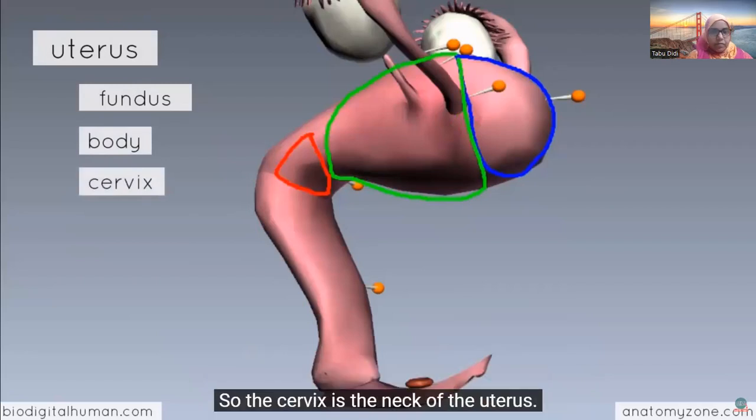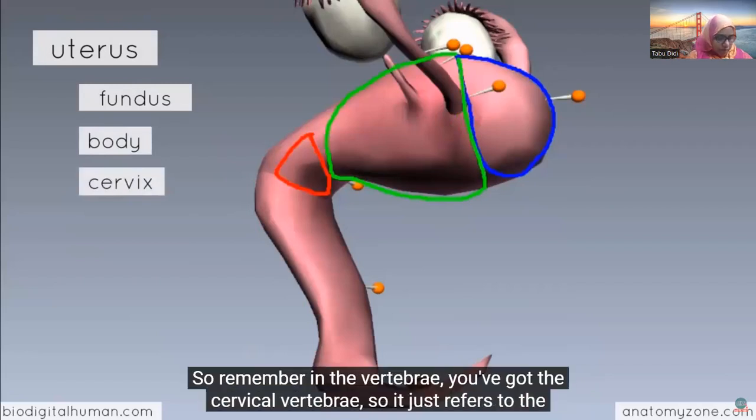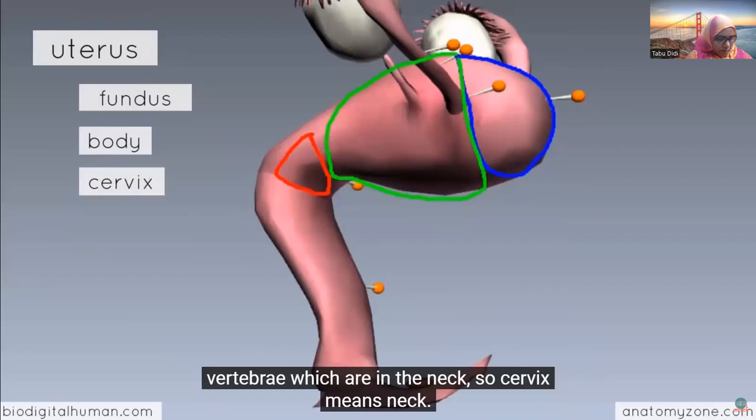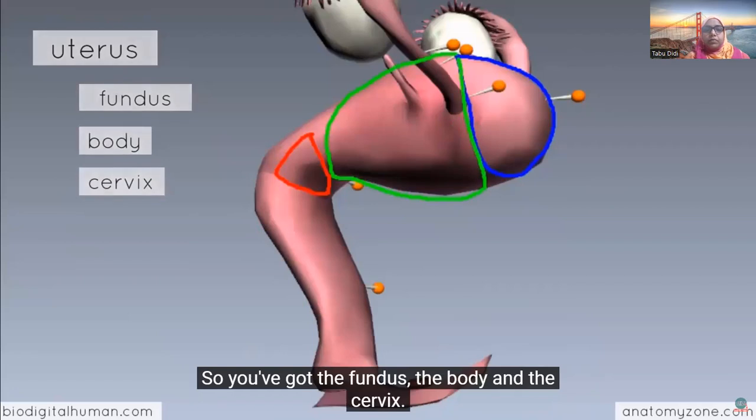So the cervix is the neck of the uterus. So remember in the vertebrae, you've got the cervical vertebrae, so it just refers to the vertebrae which are in the neck. So cervix means neck. So the neck of the uterus protrudes into the vagina inferiorly. So you've got the fundus, the body, and the cervix.